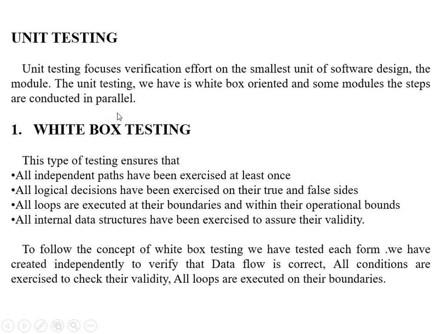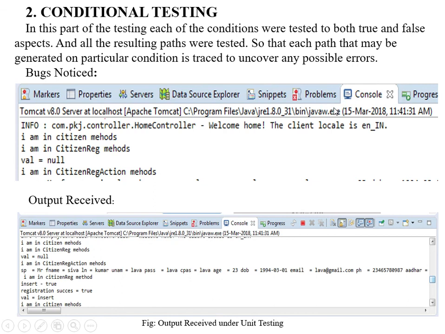Unit testing. Unit testing focuses verification effort on the smallest unit of software design, the module. In unit testing we use white box oriented testing, and for some modules the steps are conducted in parallel. So, white box testing: conditional testing.